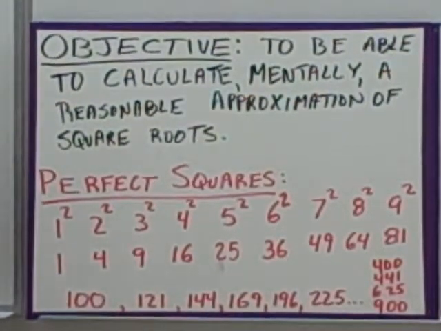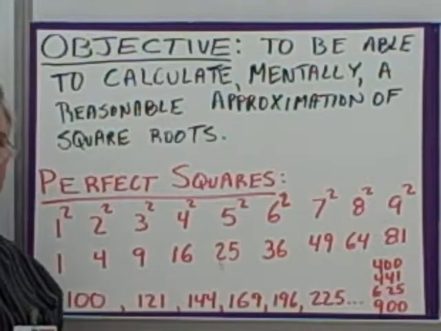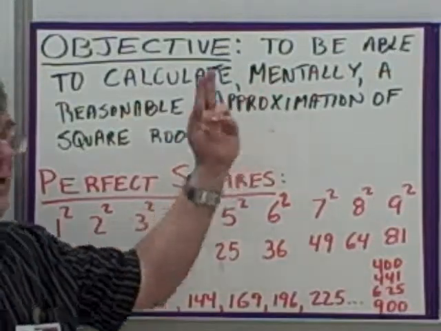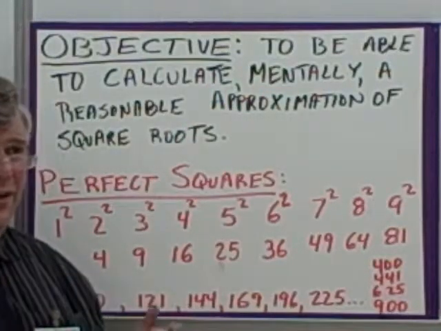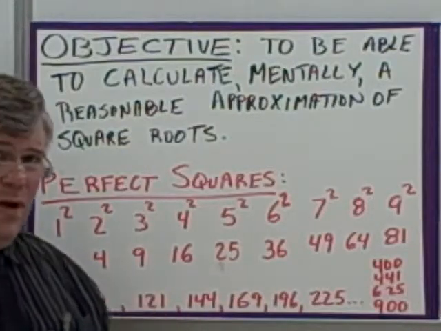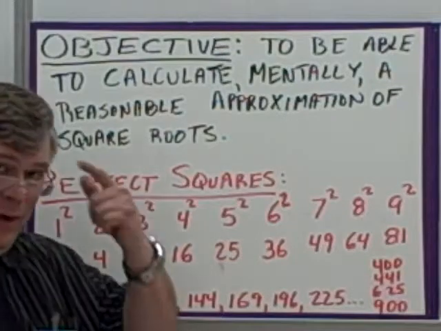Hello. The objective of this video is to be able to calculate mentally a reasonable approximation of square roots. The key here is that mentally part. Yeah, you could plug into a calculator and get an approximation. We don't want to think in terms of the calculator. We want to think in terms of how you could figure it out with your head.